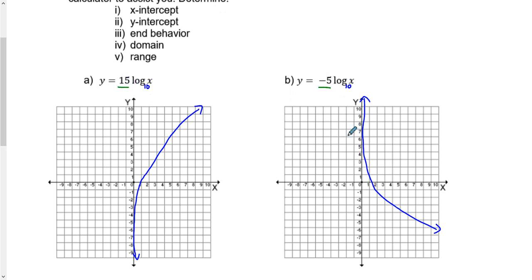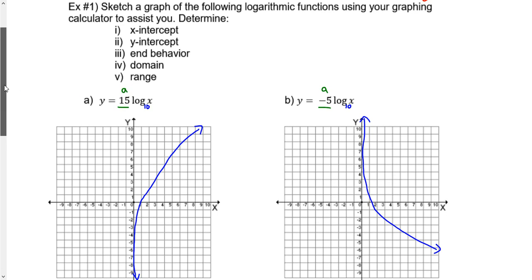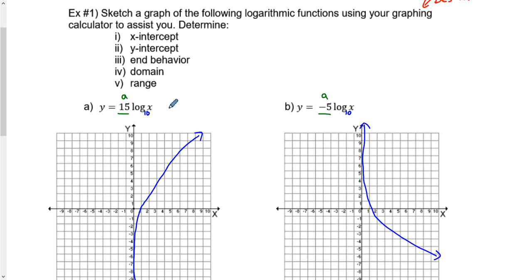Now, the number in front for a logarithm is different than the a value that's in front of an exponential. On the exponential, it was the y-intercept. For logarithms, it's not going to be your x-intercept. It is simply going to tell you whether it's going to be increasing or decreasing. We still usually notate it as an a value. But if you have already put these into your calculator, you'll see that yes, this is an increasing graph and this is a decreasing graph.